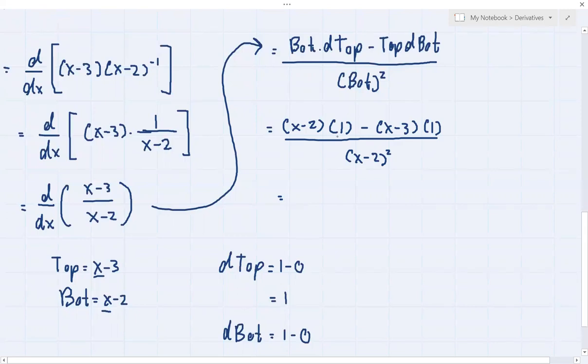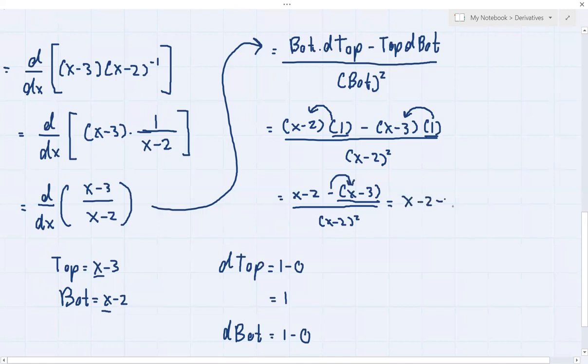Now, let's simplify. If you distribute 1 in this expression, it will be the same, still x minus 2. The same thing on the right side: distribute 1 to this expression, it will still be x minus 3. No changes. Okay? Now, let's simplify further. Since this is in parentheses and there is a minus sign, we distribute the negative sign in this expression. So we have negative x plus 3, all over the square of x minus 2.